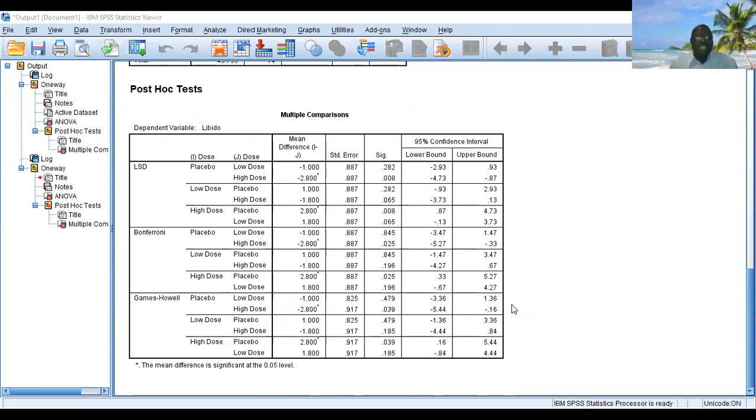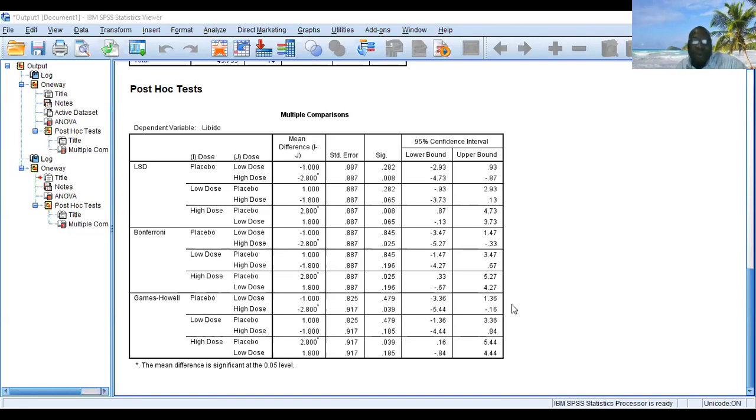Can you see? We still repeated the Bonferroni, but we also chose other methods. If you look at it, we arranged it the same way. Every other thing is the same. It's the p-value that differs among the different tests. The mean difference is the same, but the confidence interval appears to vary between the different tests.